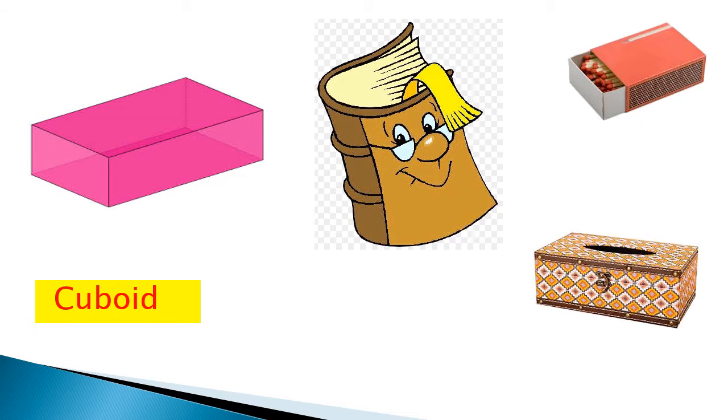Look at the tissue box. It's like a cuboid, okay? And the last one, the sponge. Look at this sponge. It's like a cuboid. You can find cuboids in anything around you. Search and you will find cuboids around us.